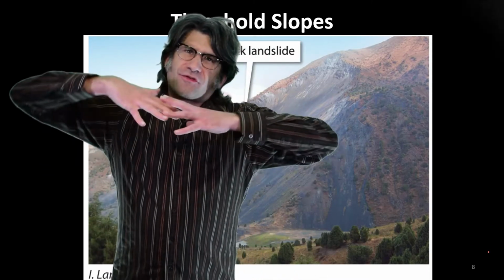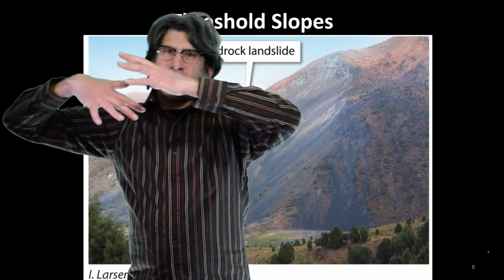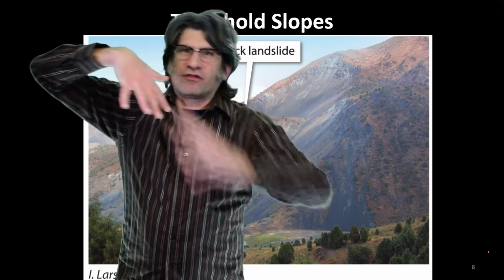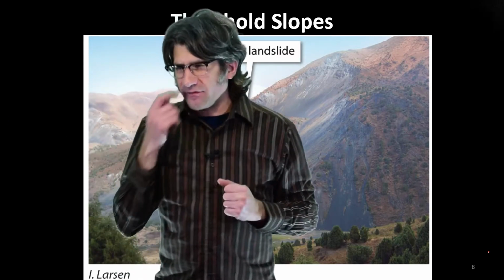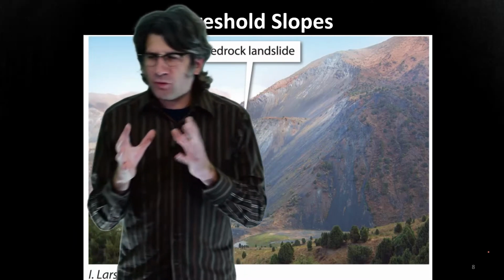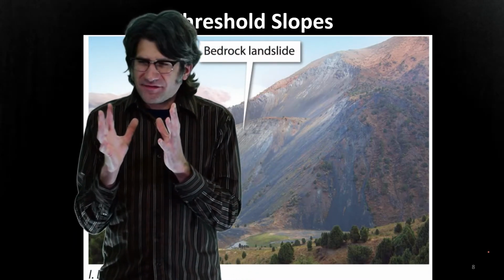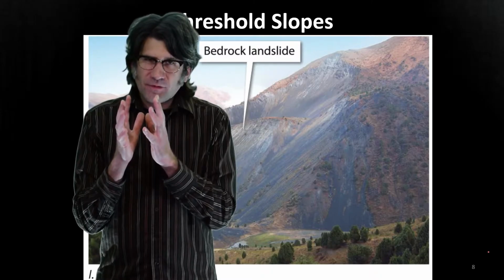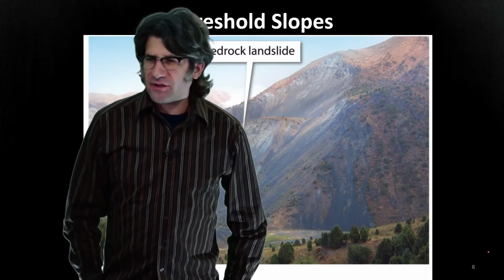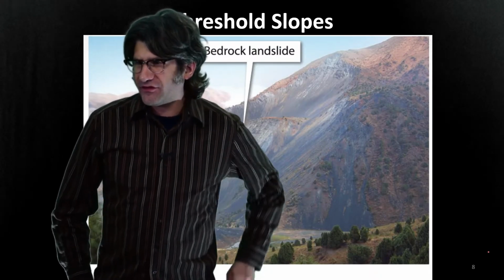Threshold slopes are slopes that are so steep that the primary control on erosion off those hill slopes is just landsliding, the amount of landslides coming off the slope. And so this is really important because what we see is that we get a change here. Let me just go to the next slide where I can kind of show this.